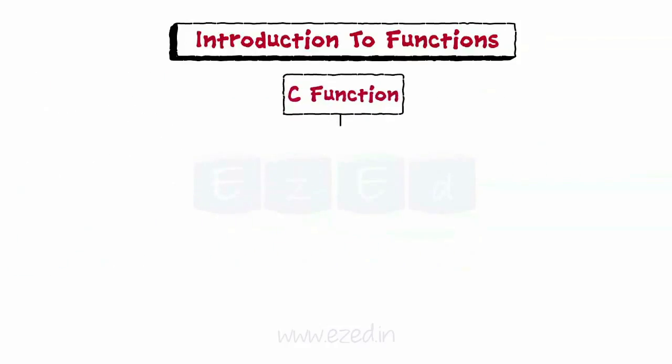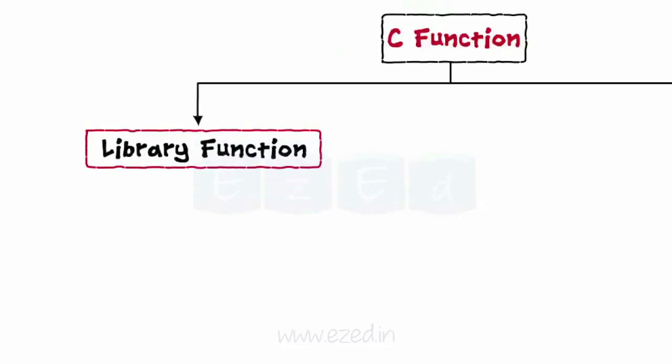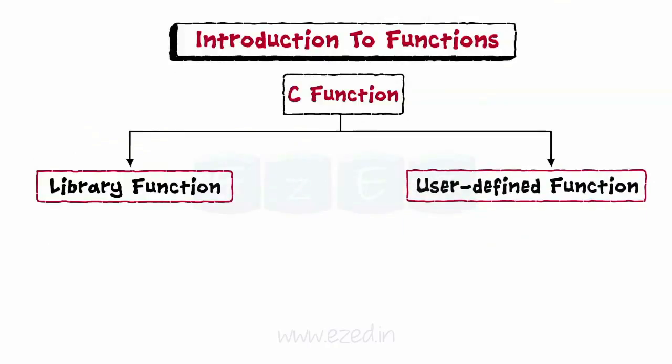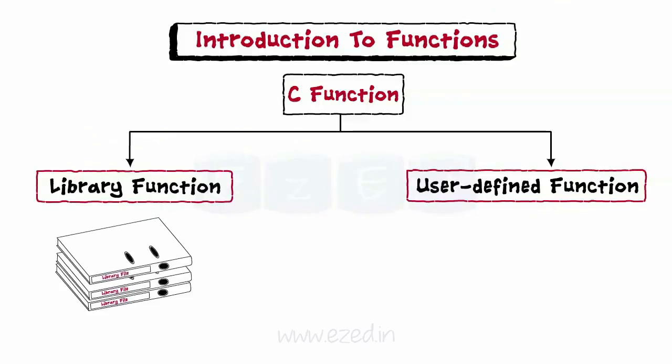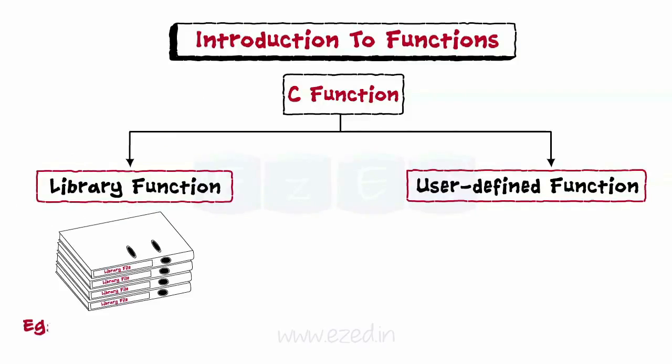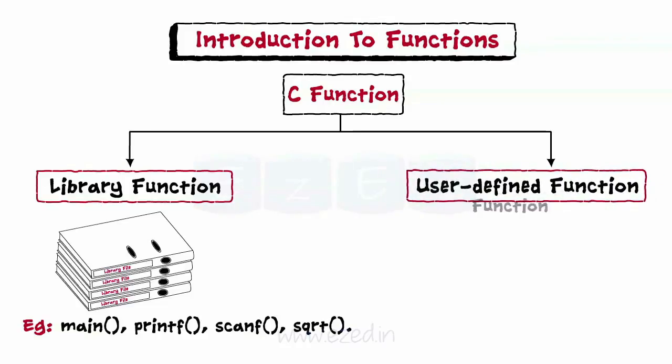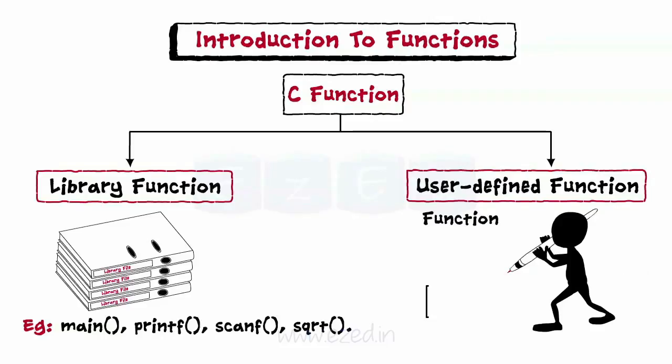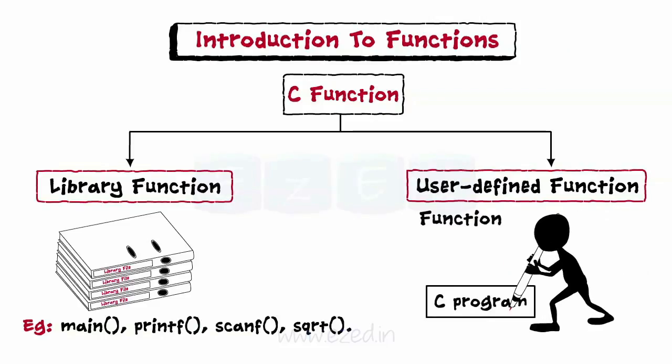C function is divided into two following categories: library function, user-defined function. A library function is one which is not required to be written by us and is already stored inside the library. Examples of library functions are main, printf, scanf, sqrt, etc. A user-defined function is one which is developed by the programmer while writing the program. This function can later become a part of a C program.